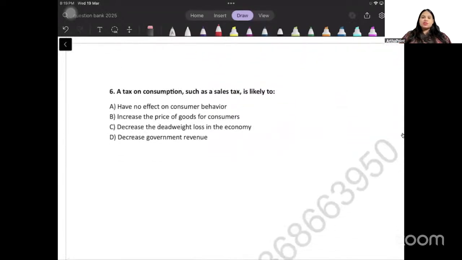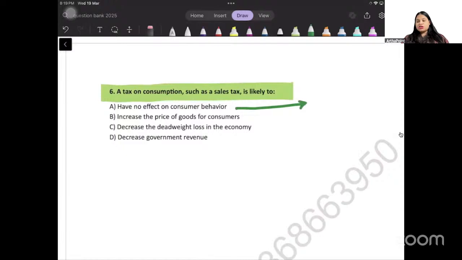Try to answer this. Question number 6. A tax on consumption such as sales tax is likely to have no effect on consumer behavior, increase price of good for consumer, decrease deadweight loss in the economy, decrease government revenue.